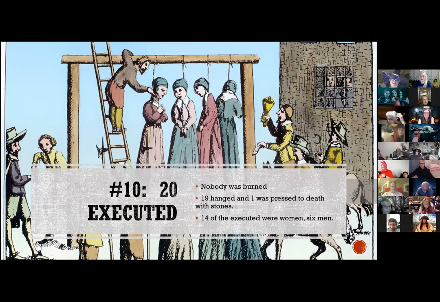Oh, 20. Yay. 20 were executed. Nobody got burned at the stake. 19 were hanged. One was pressed to death with stones. Lucky guy. That was one of the men. 14 were women. 6 were men. What was the question? How many were executed as a result of the Salem witch trials? Plus or minus 2. So if you got anything from 18 to 22, you are right.